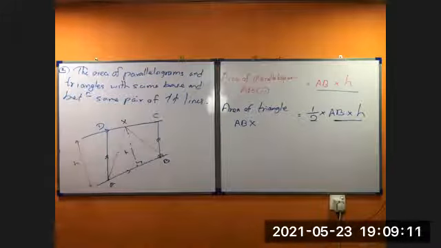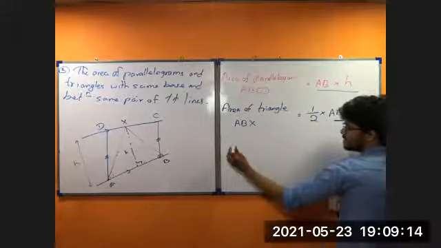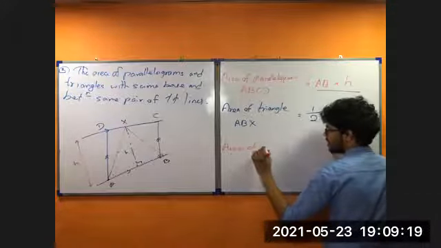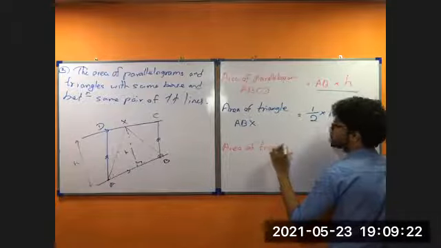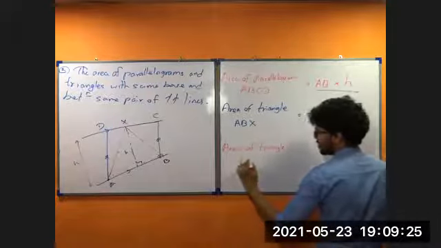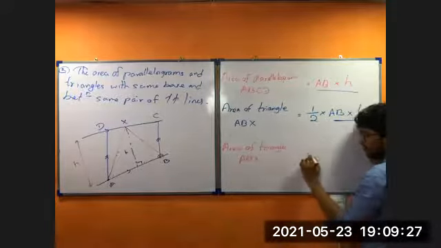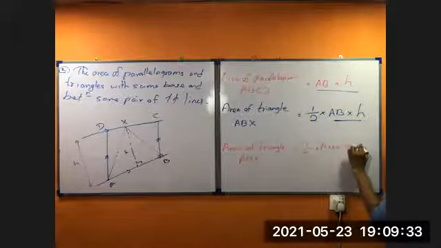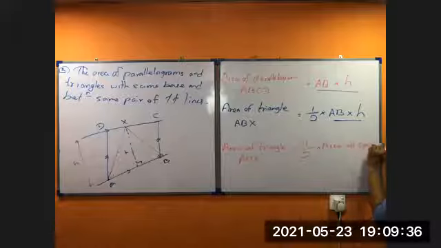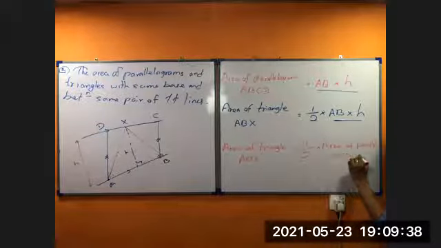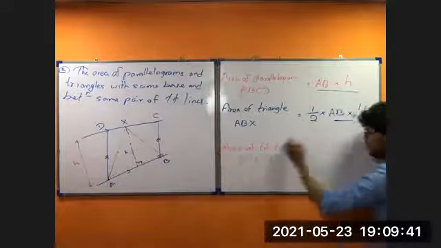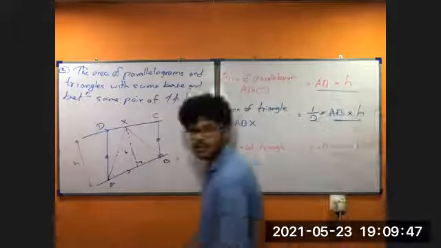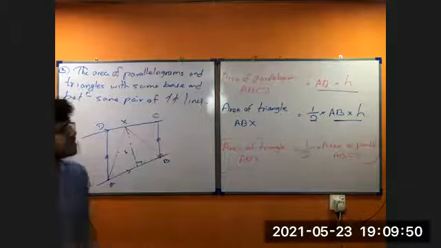So in other words, you can say area of triangle ABX is equal to half of the area of parallelogram ABCD. So this is the basic theory, very obvious, nothing to learn even. Very direct.